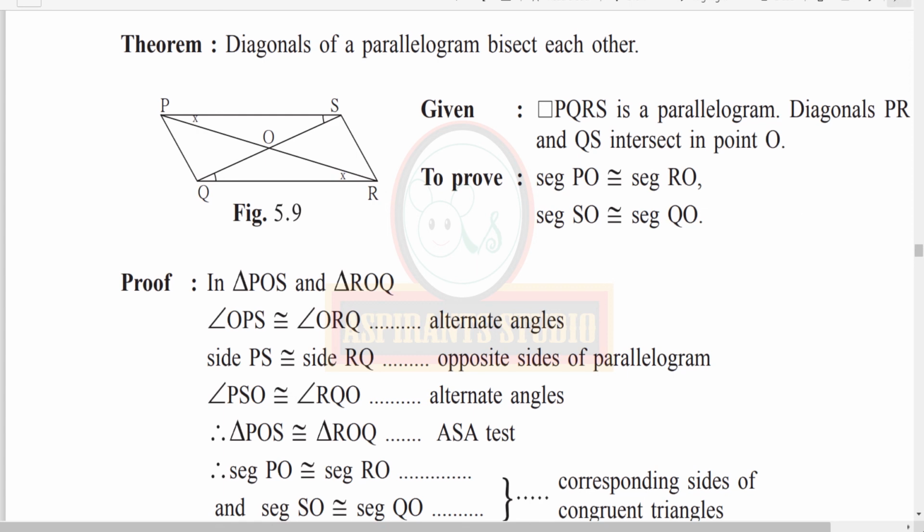So today we have proved two statements. The first statement was opposite sides and opposite angles of a parallelogram are congruent. And the second statement is diagonals of a parallelogram bisect each other. And always remember these points. Adjacent angles of a parallelogram are supplementary. Opposite sides of a parallelogram are congruent. Opposite angles of a parallelogram are congruent. Diagonals of a parallelogram bisect each other. So these properties are going to be used when you are solving some solved examples.